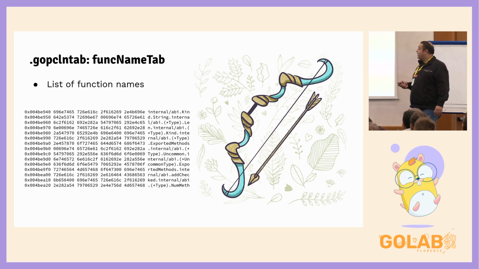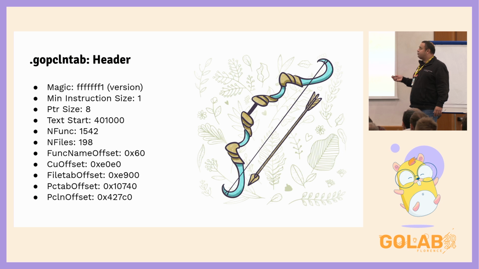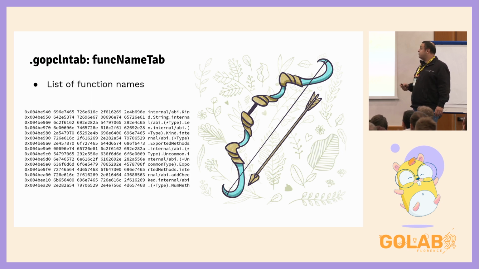So let's start with the first one, that is the function name offset. Sorry, the function name table. The function name table is just a list of functions as strings. That's it. You can see a lot of different strings here, and all of them represent function names.